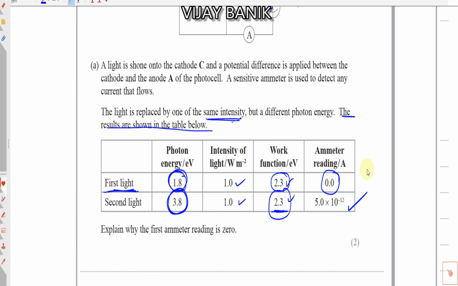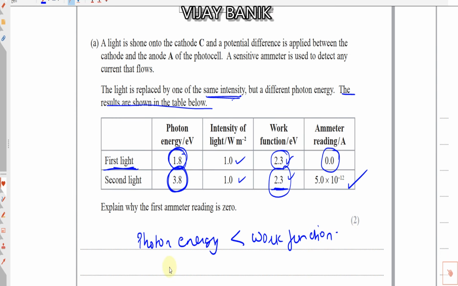Explain why the first meter reading is 0. You have to say the photon energy is less than the work function, so therefore no emission of electrons takes place, so no flow of current. Therefore the meter reading is 0. You can see that yourself. Work function is 2.3, photon energy is 1.8. If your photon energy is less than the work function, no emission of electrons takes place.